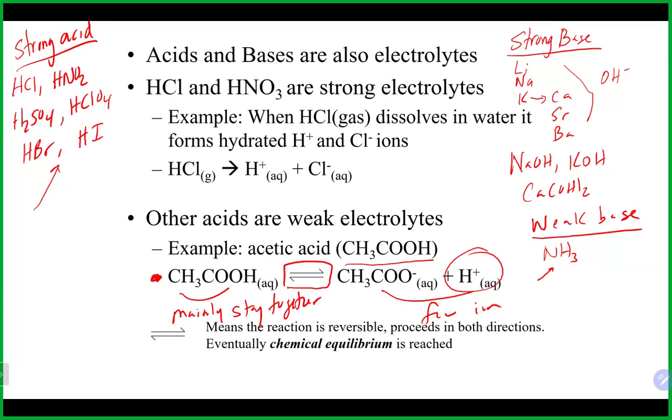So a strong acid is going to completely break apart. A strong base is going to completely break apart into ions. Weak acids, weak bases are going to pretty much stay together in solution. Any questions on that there?